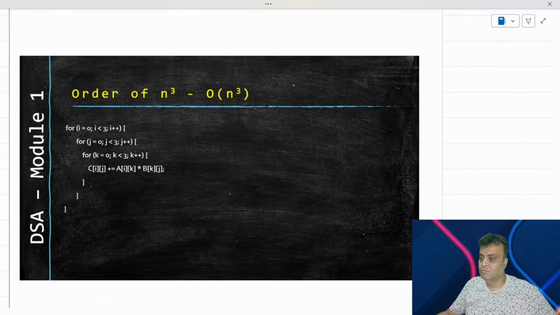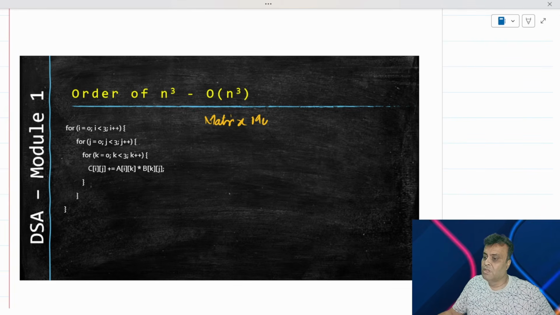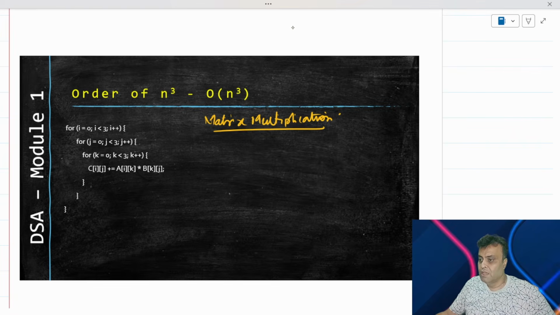Now we'll take a break, but then let's do this n cube and then we'll take a break. From a for loop standpoint, if I do a matrix multiplication, this is typically the matrix multiplication problem that you would have completed in your earlier semesters, earlier classes. And that's what we are trying to explain here. From a complexity standpoint, what would it have been? So let us quickly calculate the complexities here.